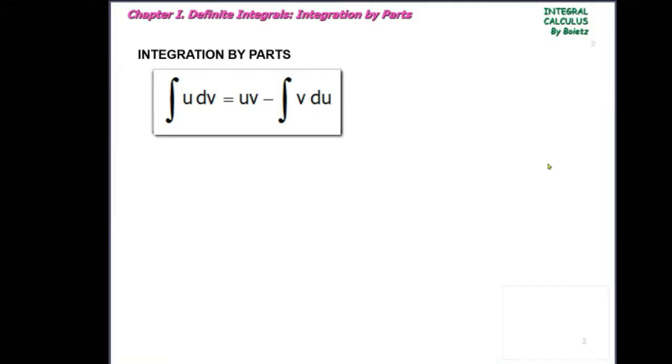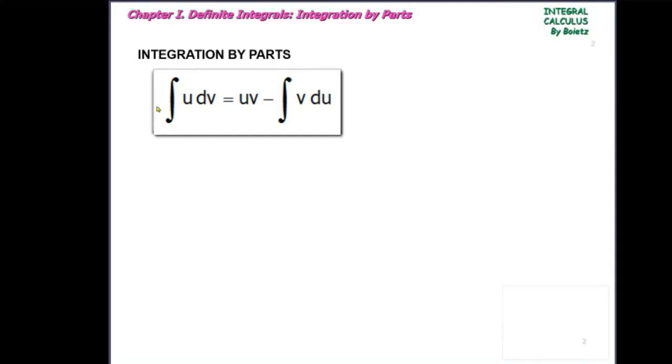Minsan naman may kasamang exponential, so the integral of x e to the x dx. So ganun, kaya tinawag na by parts, kasi pinaghihiwalay yung dalawang functions. Specifically dalawa lang kasi itong ano na to. Pero meron pang by parts na tatlo yung function na magkakasama, pero mahirap na yan. So normally, combination of two functions lang sa integrand.